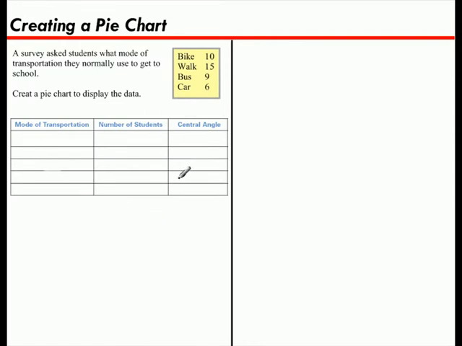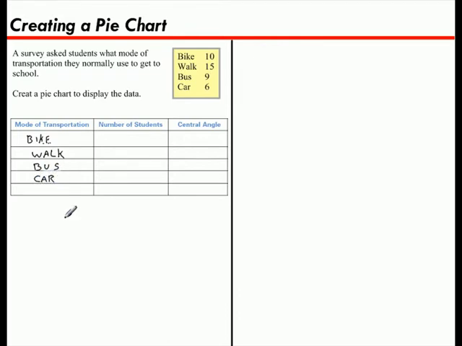Here's my table. I made a table that says mode of transportation, number of students, and then we're going to find the central angle. And that's how big each piece of the pie should be in this column here. So mode of transportation, well, the first one we have is bike. And then we have, looks like, walk. Those poor souls that have to walk to school in the winter. Uphill both ways, I know. And then we have bus and car.